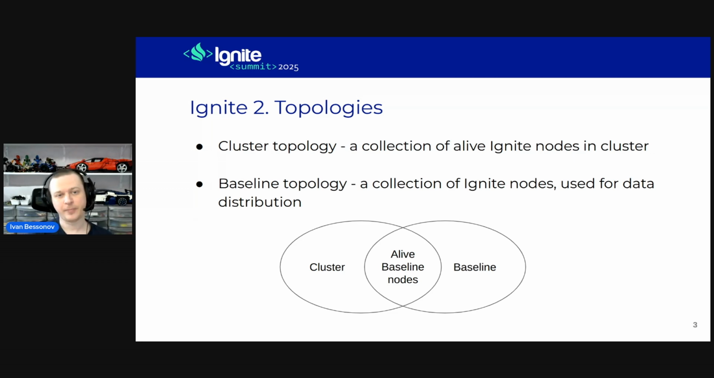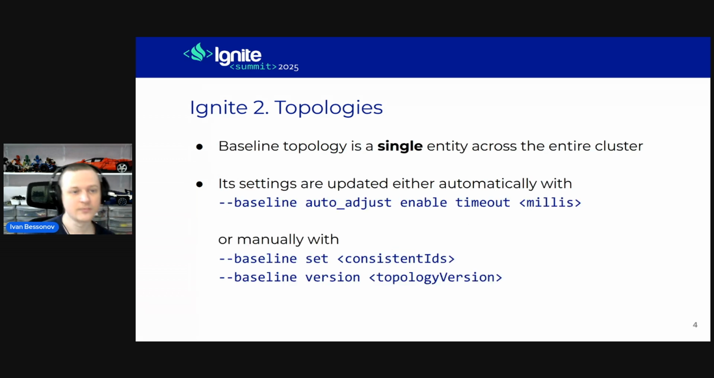And we have a different name called baseline topology. It has a completely different meaning. Baseline topology is a logical collection of Ignite nodes, and all of those nodes might be used to store your data. The main difference between cluster topology and baseline topology is that some of the baseline nodes might be temporarily offline, and some of the cluster nodes might not be included into baseline topology. So in general, they just intersect.